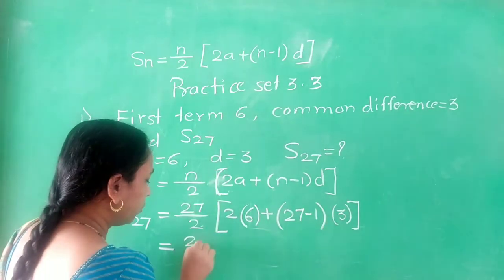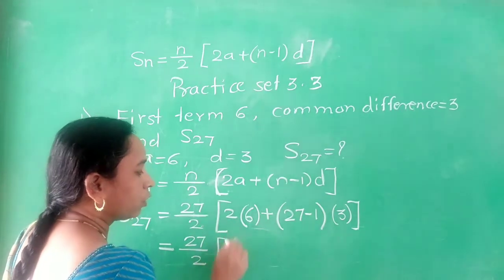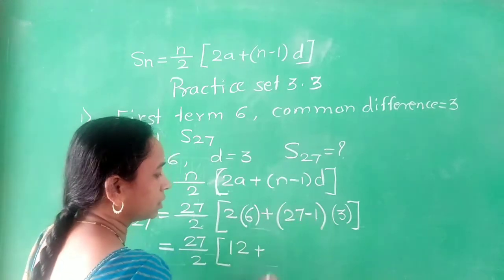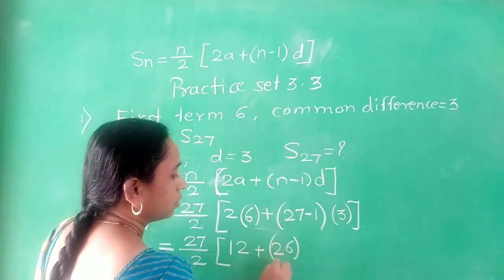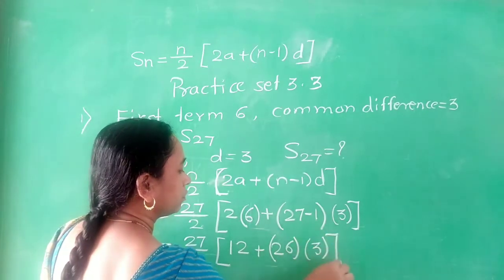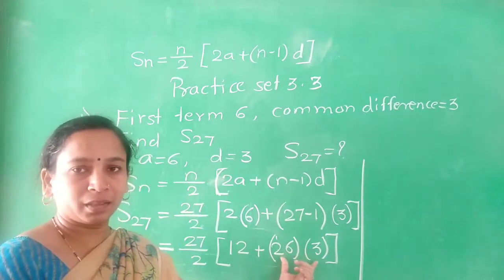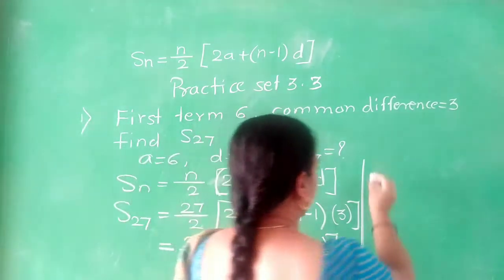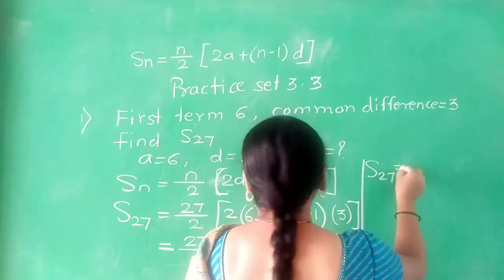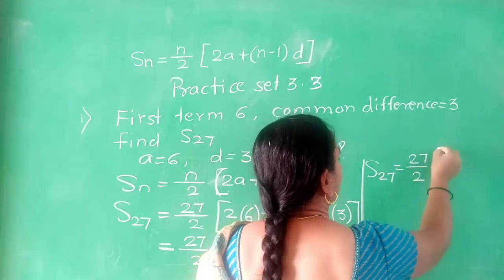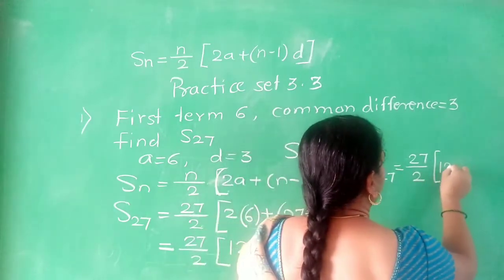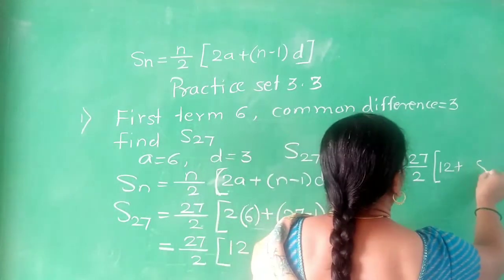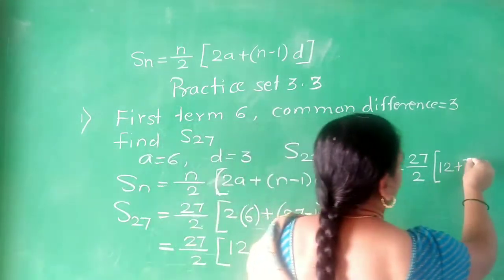To solve this, we will solve the first bracket. So 2 multiplied by 6 is 12, plus 27 minus 1, it is 26, into 3. Now we are going to multiply these two, and whatever answer comes, we will add it to this 12. So we get S27 is equal to 27 upon 2, in the bracket 12 plus the multiplication of this. 3 sixes are 18, 3 twenty-sixes are 78.